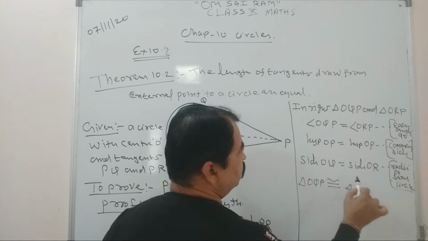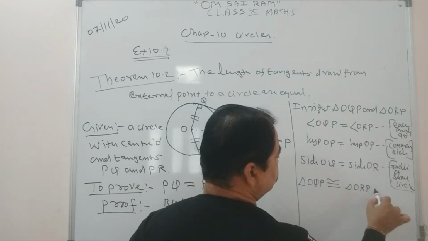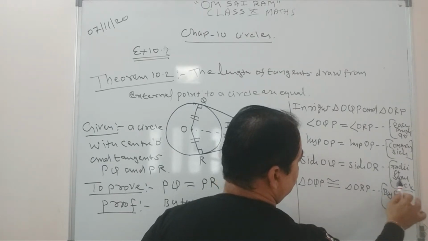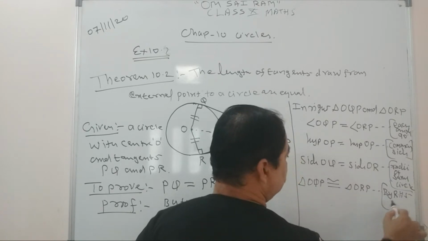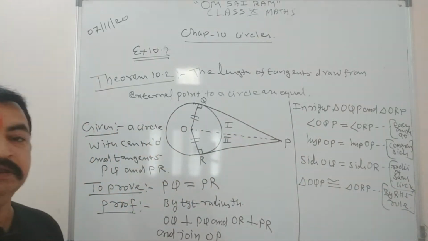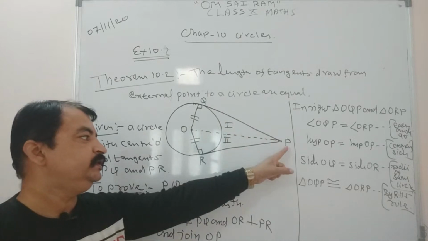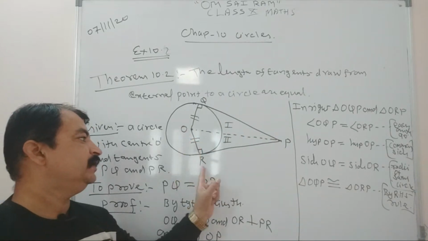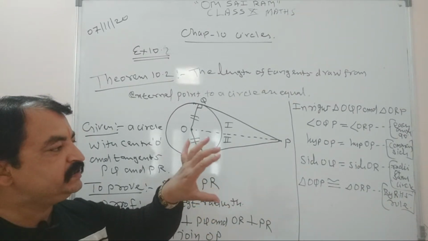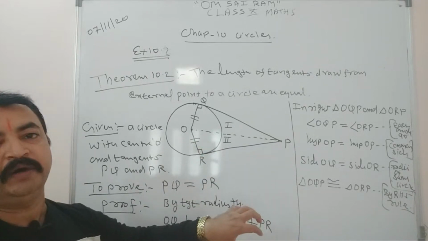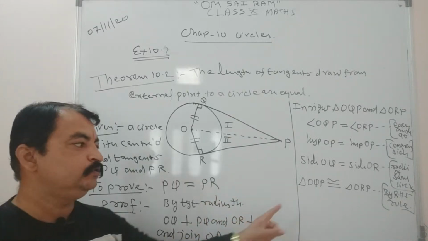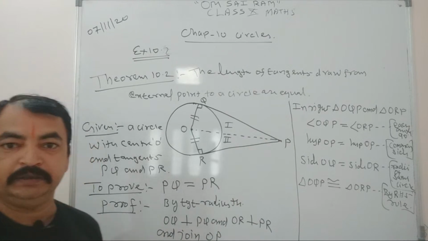So these are the 3 points which make triangle OQP congruent to triangle ORP, children, and you will put the reason: by right angle, hypotenuse, side, that is the RHS rule. By the RHS rule, triangle OQP is congruent to triangle ORP, children. So by just giving these 3 equal parts, you can say triangle OQP is congruent to triangle ORP, right?